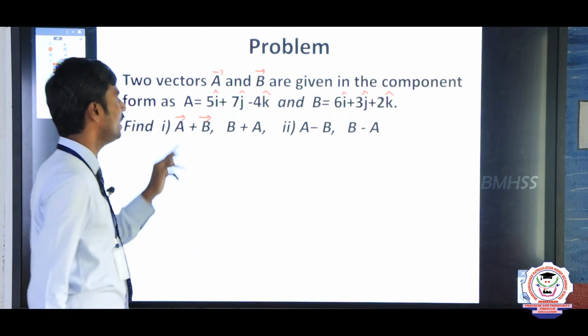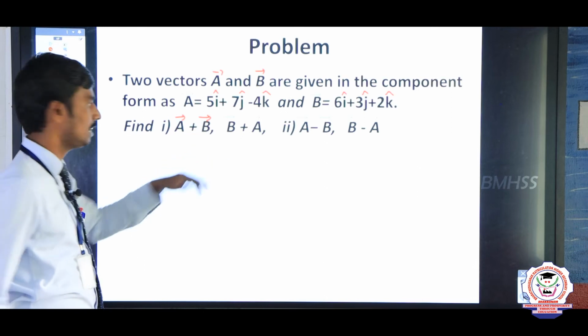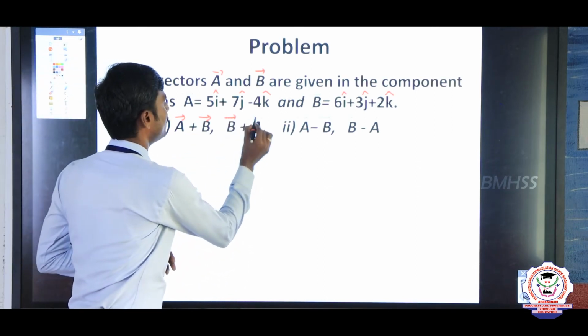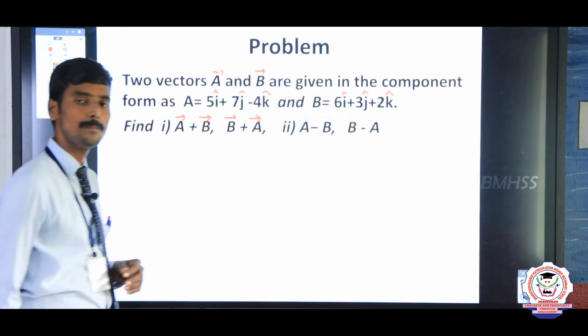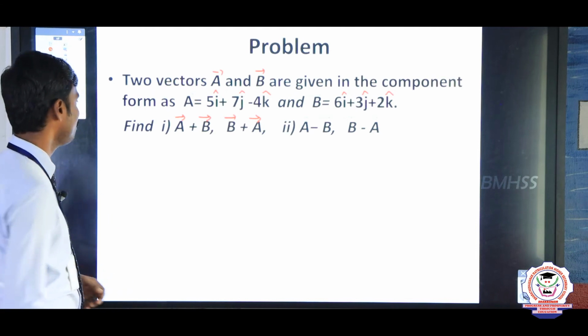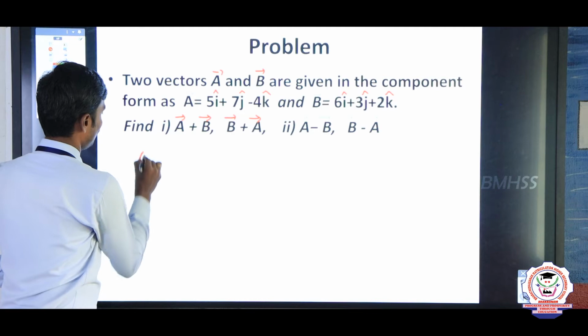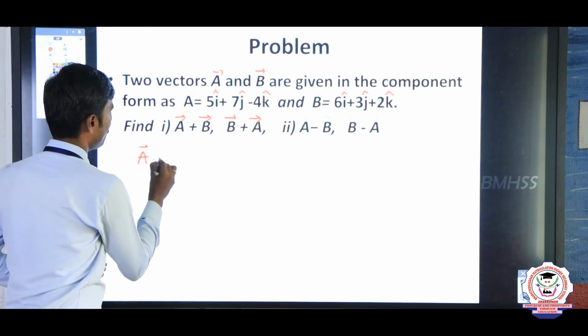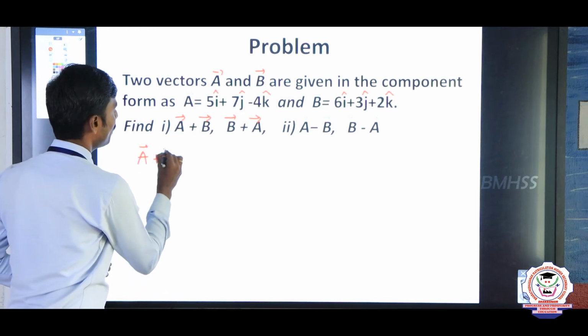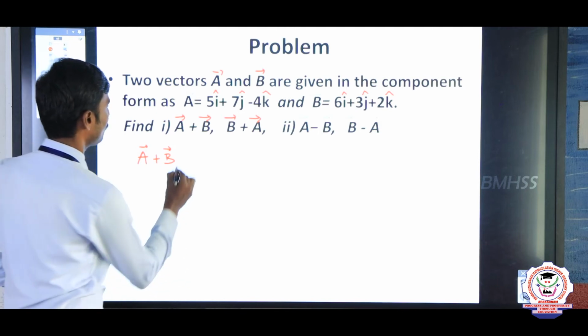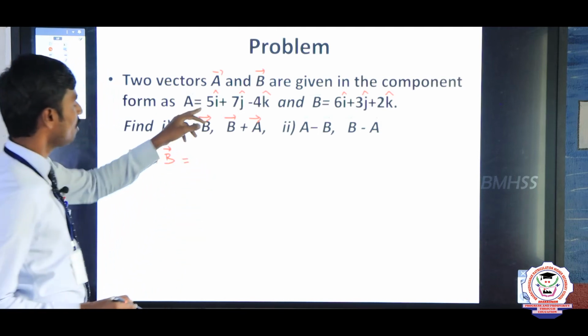Okay, to find the A vector plus B vector. Next one is B vector plus A vector. See here, B vector plus A vector. Okay, listen. First question, to find the A vector plus B vector, component method. A vector plus B vector equal to, what is the value of A?